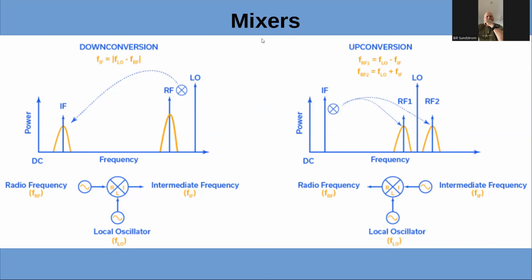Okay, so mixers can be used to do what we call up conversion and down conversion. So if we have this RF frequency and we feed it into a mixer with a local oscillator that's a higher frequency, we're going to get an intermediate frequency out, which is at a lower frequency. We call that down conversion.